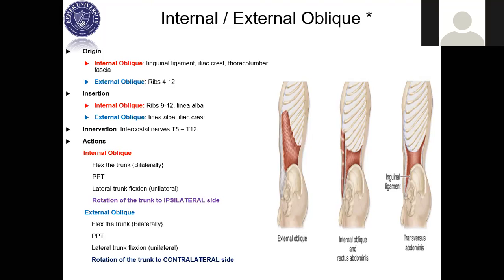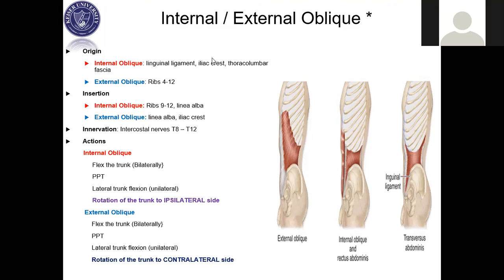Now, what you need to know, the internal and external obliques help with flexion, and they help with lateral trunk flexion. All right, to the same side. But that's not the confusing part. This is where things get confusing, is that we need both of these muscles in order to rotate our trunk. We need both of these muscles to rotate the trunk.